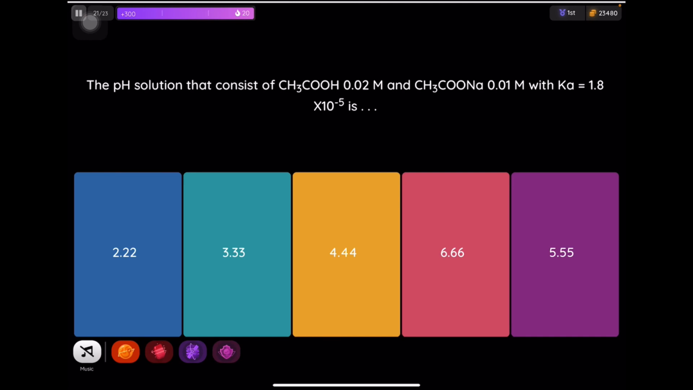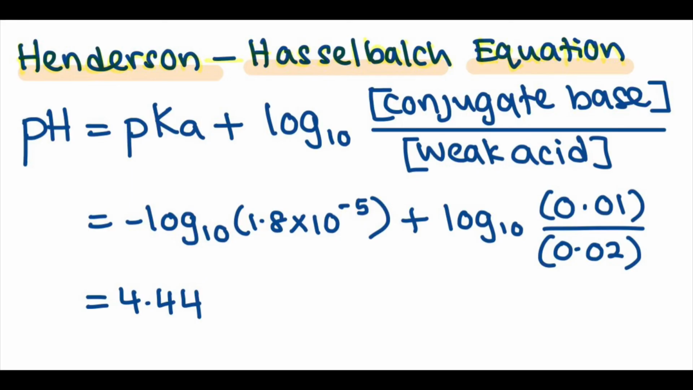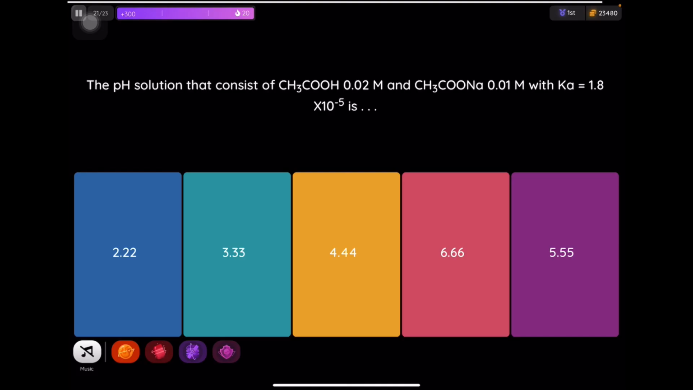The pH of a solution consisting of CH3COOH with concentration 0.02 molar and CH3COONa with concentration 0.01 molar and a Ka value of 1.8 times 10 to the power of negative 5 is? Here you must realize that this solution is actually a buffer since CH3COOH is a weak acid and CH3COONa is its conjugate base. Therefore, in order to calculate pH of buffer solution, you must use the Henderson-Hasselbalch equation as shown. Thus, the answer would be 4.44.